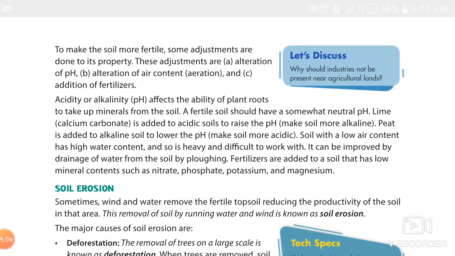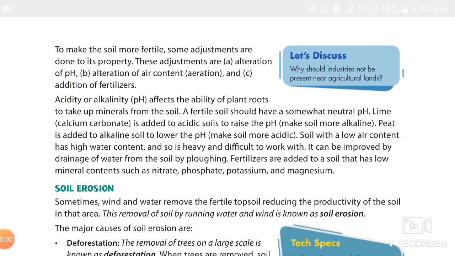pH is the measure of acidity or basicity in a substance. It is expressed by positive numbers ranging from 0 to 14. Here 7 indicates the neutral value, so it is neither acidic nor basic. When the pH value of a substance is below 7, it is termed acidic, and when it is above 7, it is termed basic or alkaline. The pH value of ideal soil is close to neutral, ranging from 6.5 to 7.5.